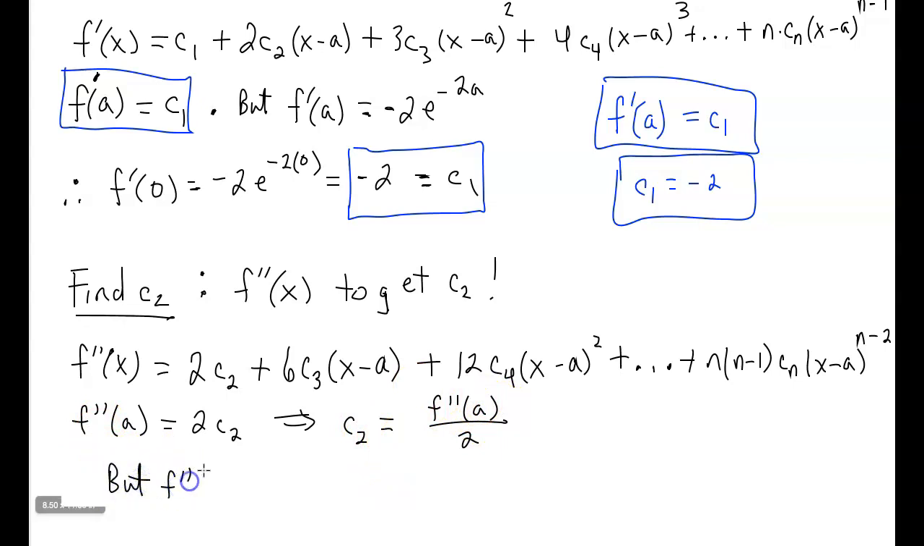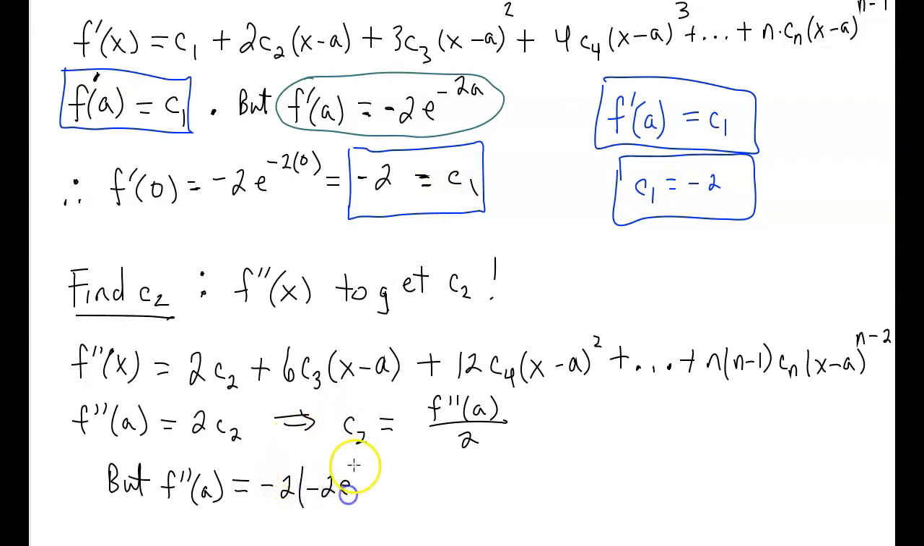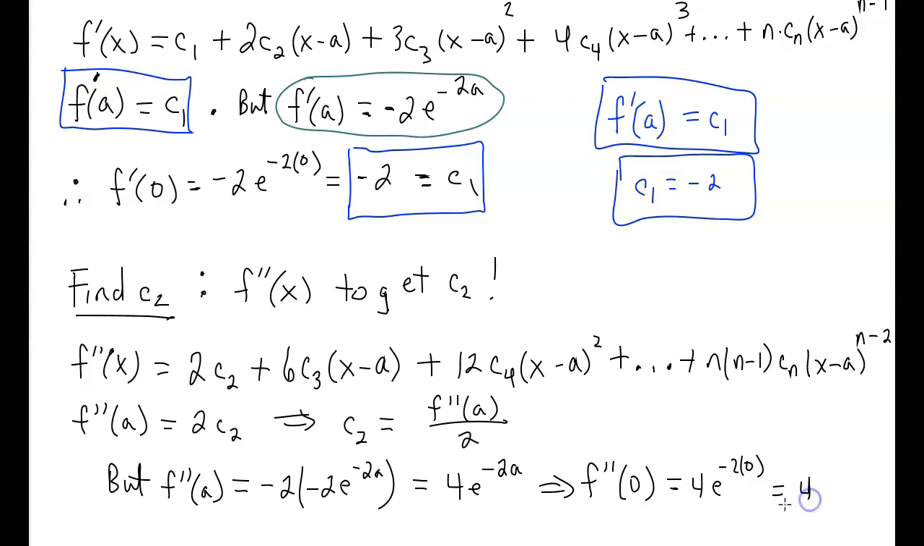We also know that f double prime of a, if we go back and look here, is going to be the derivative of what I'm circling here. Following the pattern, we can ignore the negative 2. The derivative of e raised to the minus 2a is just going to be a negative 2 e to the negative 2a, which means this is essentially just going to be 4 times e raised to the minus 2a. And thus f double prime of 0, because remember a is 0, is equal to 4 times e raised to all this business here, which is just 4 at the end of the day.